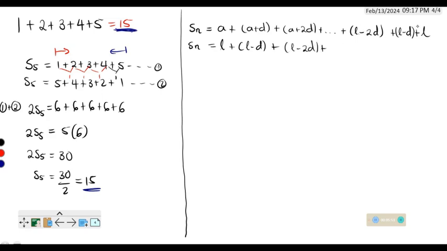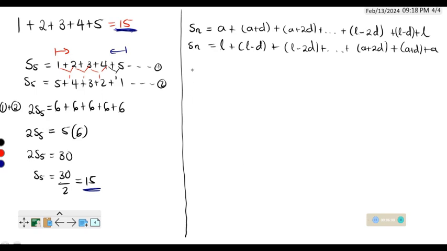Plus, we are done with this. Remember, we are reading from here, coming here, coming here. Now we are on to this one, which says it's what? It's a plus 2d. Plus, after this one comes a plus d. So we have a plus d. And then lastly, we have an a there, right?